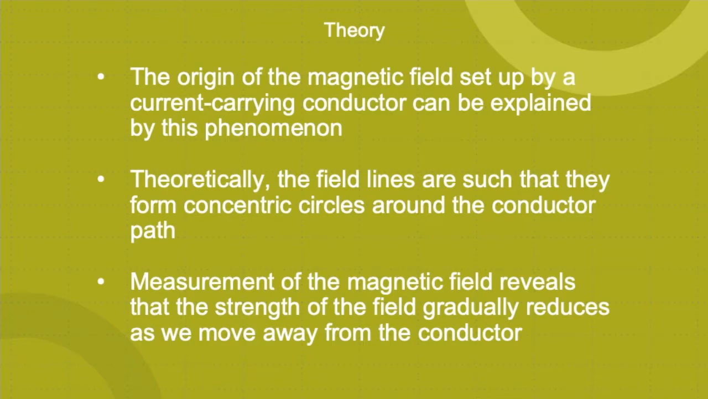The theory behind the origin of the magnetic field set up by a current carrying conductor can be explained by this phenomenon. Theoretically, the field lines are such that they form concentric circles around the conductor's path. Measurement of the magnetic field reveals that the strength of the field gradually reduces as we move away from the conductor. Now, this could be due to varying effects.